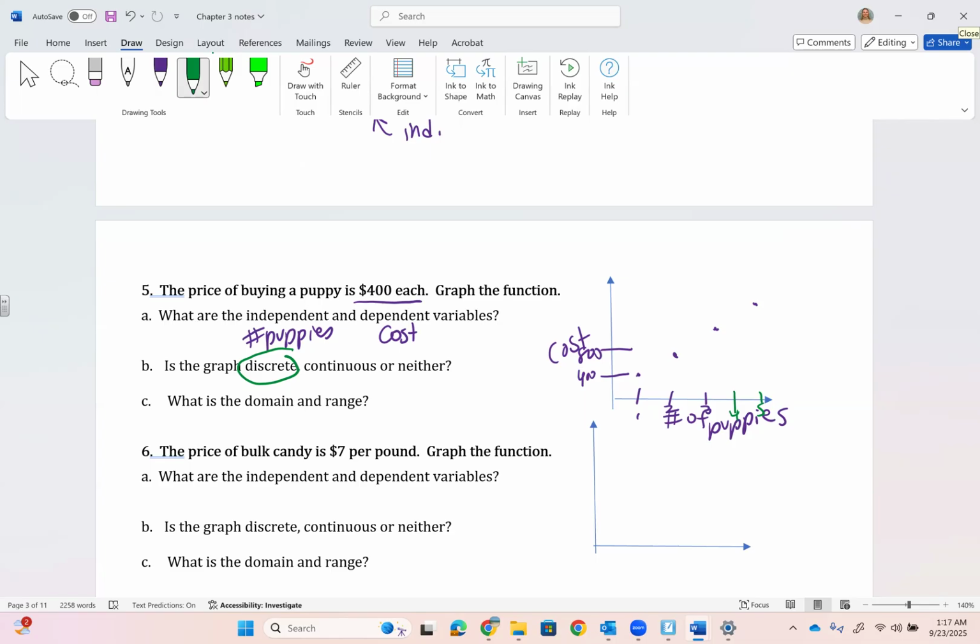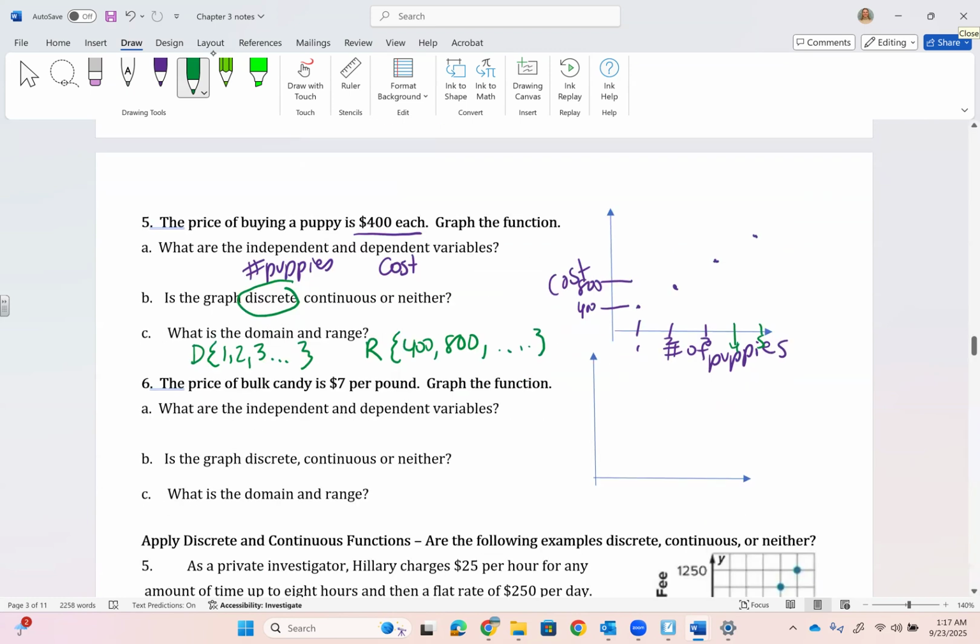And the domain would be 1, 2, 3, dot, dot, dot. And then the range would be 400, 800, etc. So those would be the domain and range values.